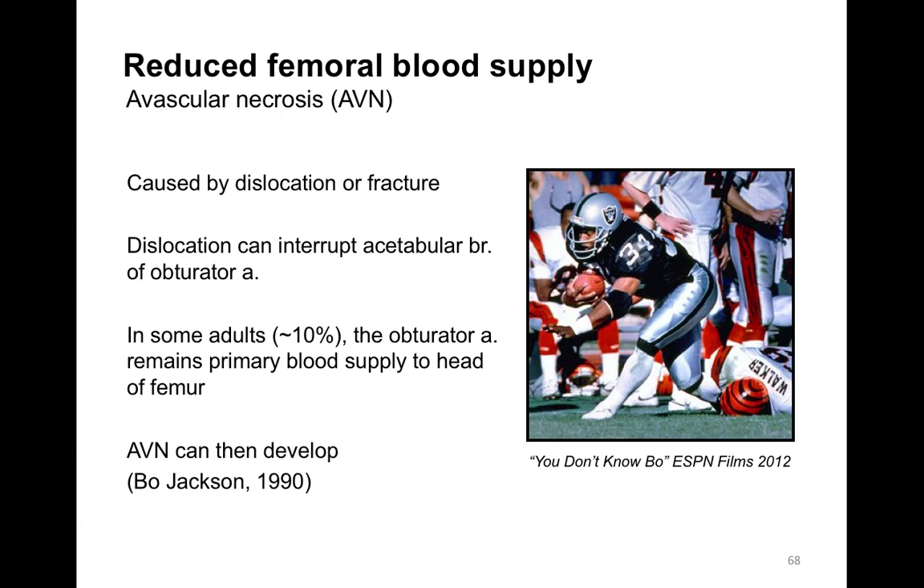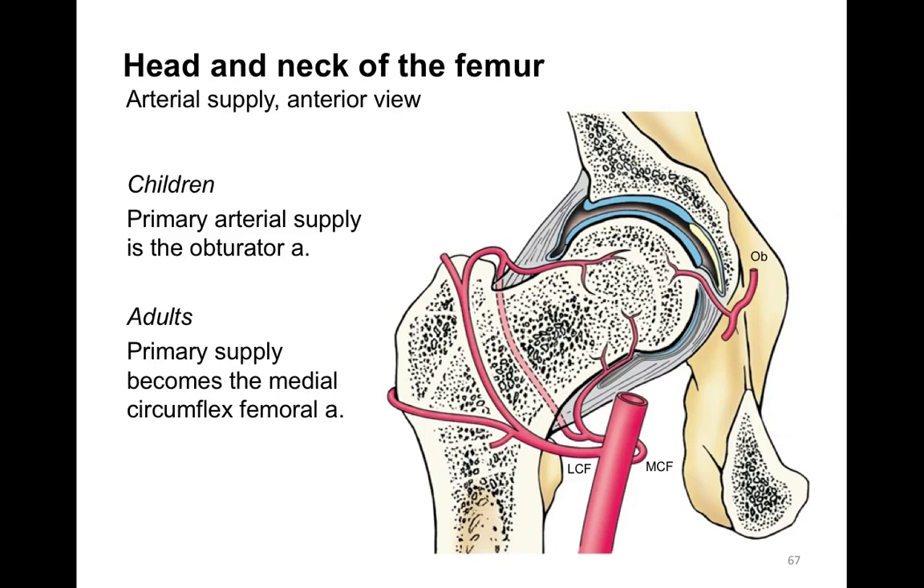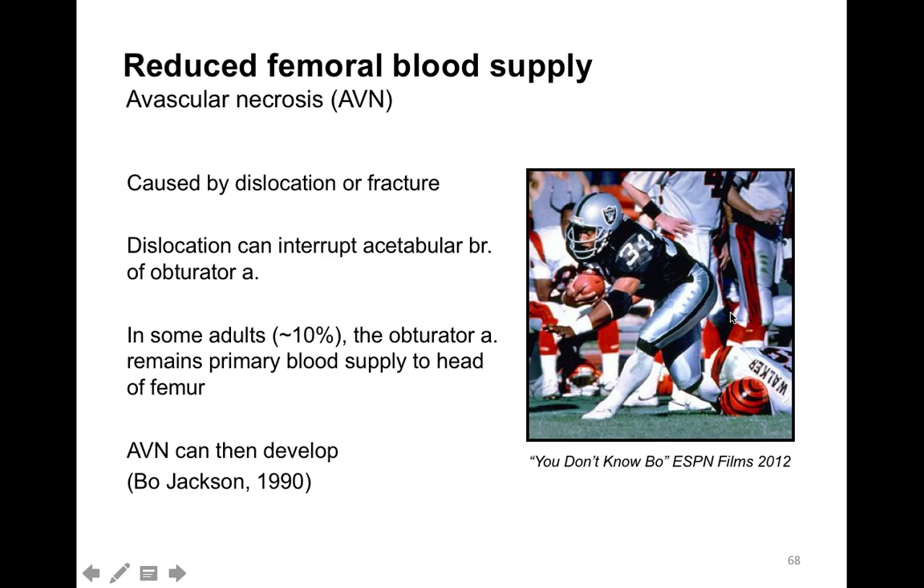This dislocation, as we've just seen with the motor vehicle accident scenario, will interrupt the acetabular branch of the obturator artery, because that acetabular branch is found within the round ligament of the femur. So with dislocation and rupture of that ligament comes the corresponding loss of blood supply to the head and neck of the femur through the obturator artery. And in adults where the obturator artery is the primary supply, medial circumflex femoral cannot compensate, and avascular necrosis can then develop.